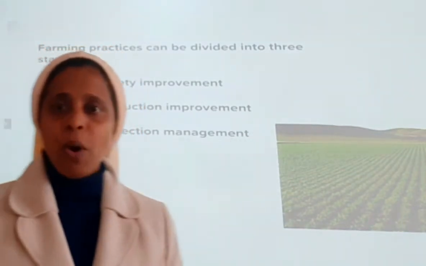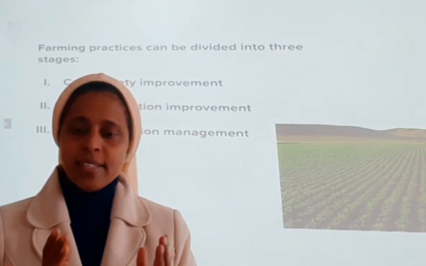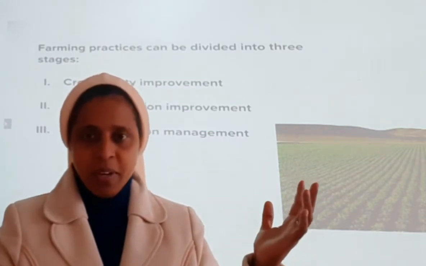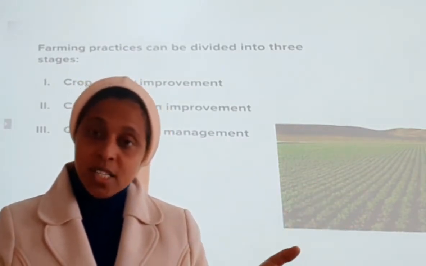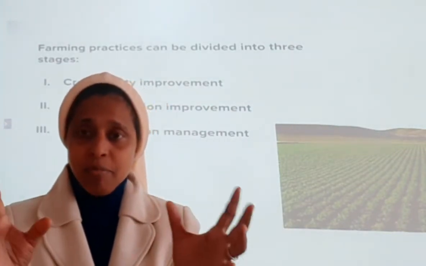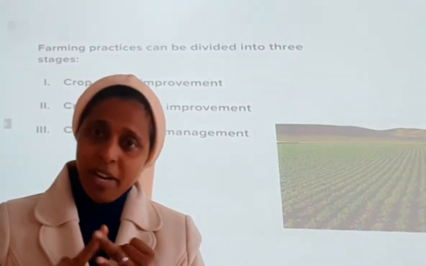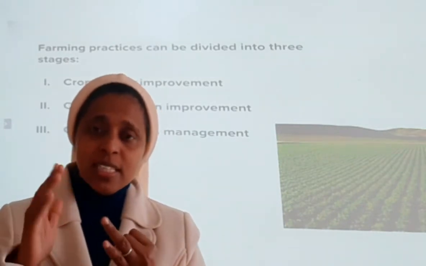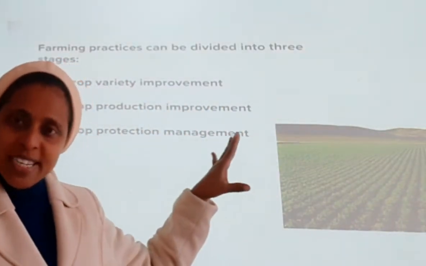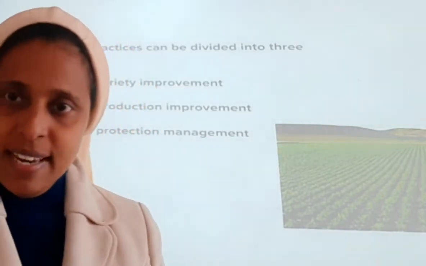And the third one is crop protection management. So what do we do here for crop protection management? Like we human beings, the plants also are open to MOs, that means microorganisms. Microorganisms may attack the plants, and insects may attack the plants. So we have to protect them from these enemies like insects and microorganisms. If we are doing the crop variety improvement and the crop production management, we have to do the crop protection management also. So let us see each one in detail.